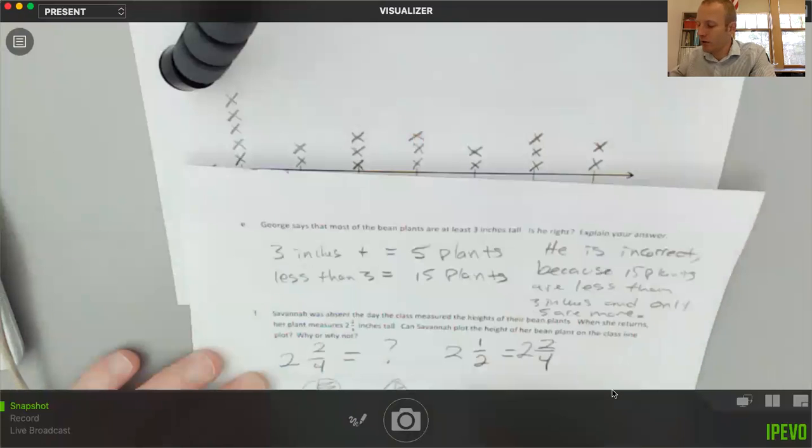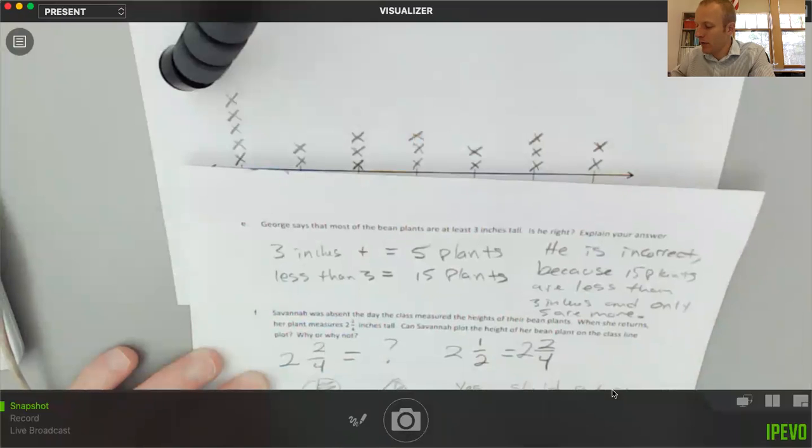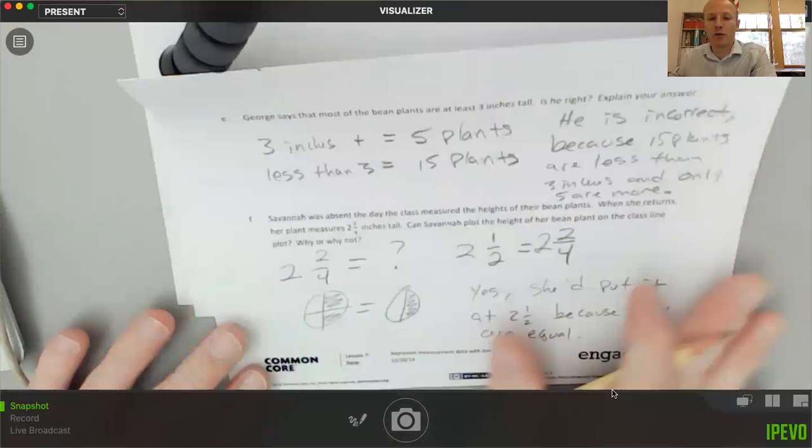And so yes, she'd put it at 2 1/2. And if you really want to impress me, you can say because they're equivalent fractions, they are equal. I'll just write equal, but you could say equivalent fractions. That would be really impressive.